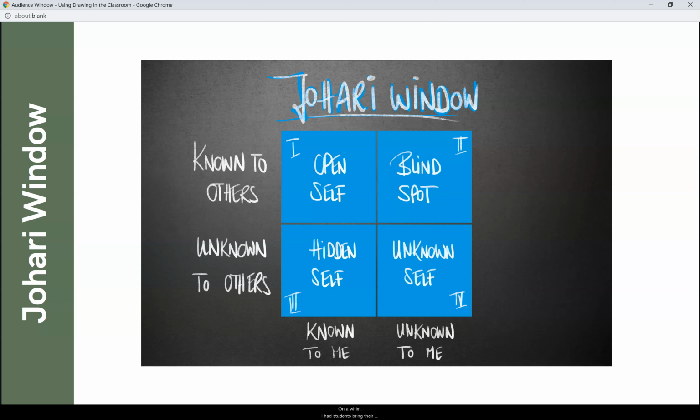On a whim, I had students bring their completed Johari windows to class, and I brought scissors, magazines, glue sticks, markers, and construction paper. I asked them to create a collage or visual representation of their Johari window. To my delight, students went to work creating collages that far exceeded any of my expectations for this exercise. Students were excited to share their creations, and a few linger in my memory to this day, nearly 20 years later, including a collage that a student designed into a self-portrait.